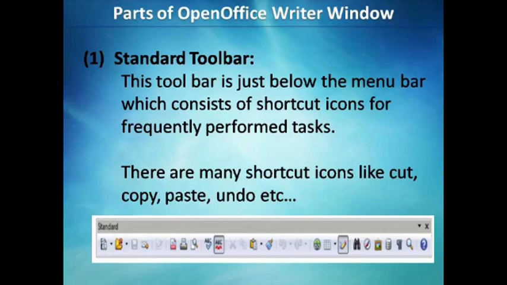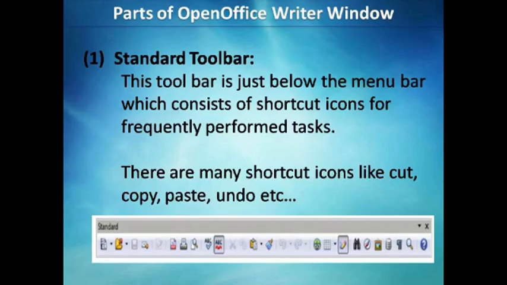There are many shortcut icons available. Some of them are shortcuts for cut, copy, paste, undo, redo, search, new, open and so on. If you don't know the name of a shortcut icon, just move the mouse pointer over the icon. Automatically a tool tip will display with the name of the icon.